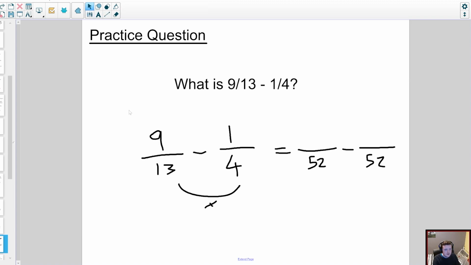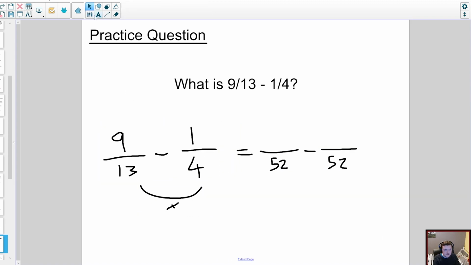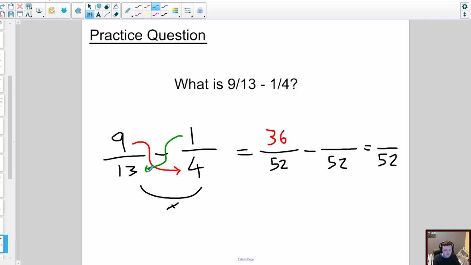Okay, so let's start there. And that's going to be equals something out of 52, which we might be able to simplify, but we'll do that later on. Next, we go down from the 9 to the 4, and 9 fours is 36. Then we go from the 1 to the 13, and 1 times 13 is 13. And so what we end up with is 36 minus 13, which is 23 out of 52.